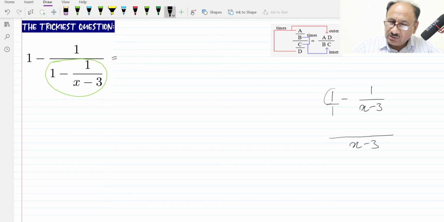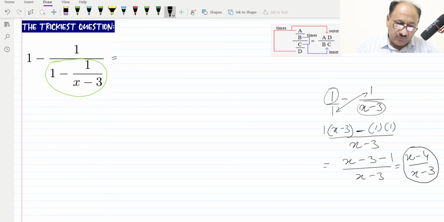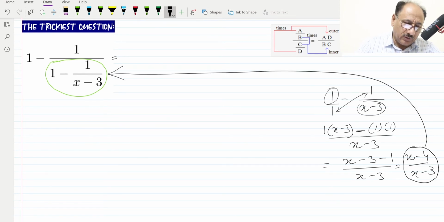So this one multiplied by this will be 1 into x minus 3, and this multiplied by this will be after the minus sign, minus 1 into 1, and this will be simplified. We will open the brackets, it will become x minus 3 minus 1 over x minus 3, which simplifies to x minus 4 over x minus 3. Now this is the result which we will be replacing over here.